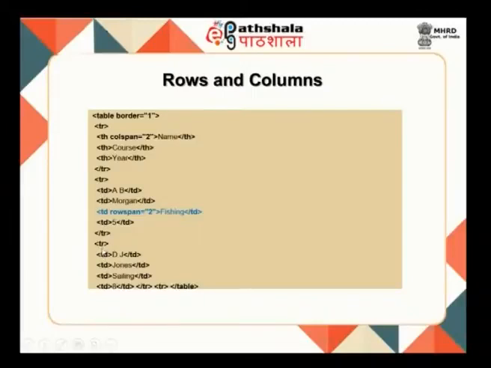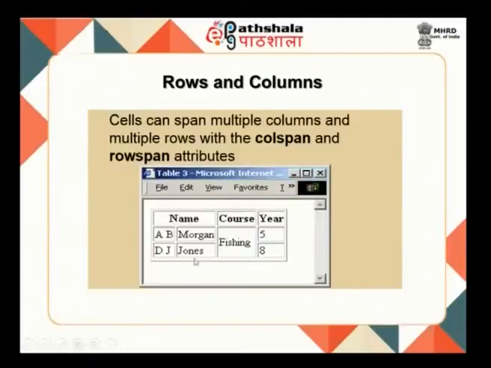The third row starts here and it ends here. So here it has the first cell as DJ, Jones, and sailing, and then 8. Now when you see here, you can see that the name spans over 2 columns and fishing spans over 2 rows.